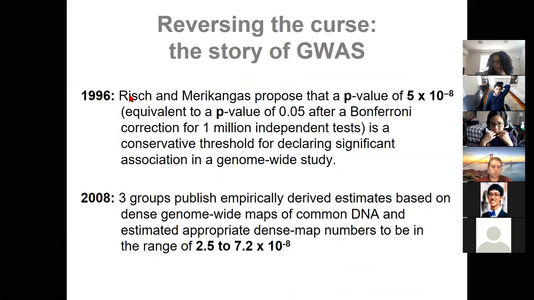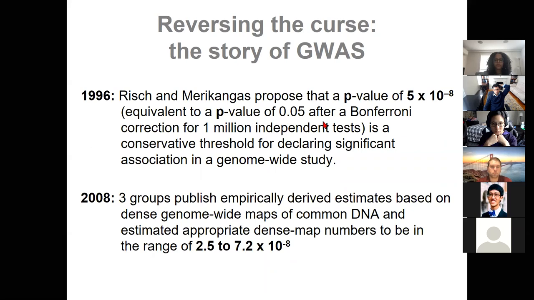Basically, Risch and Merikangas proposed a p-value threshold of 5 times 10 to the minus 8, where they did a back of the envelope calculation and said, we probably have about 1 million independent tests. This is well, well before the HapMap project, well before the 1,000 Genomes project. So very early days. And they just said, oh, well, it's probably 1 million independent tests.